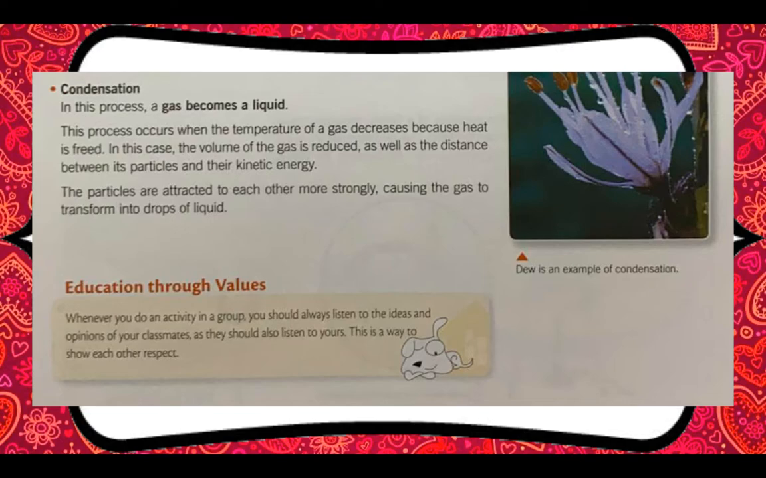Condensation. In this process, a gas becomes a liquid. This process occurs when the temperature of a gas decreases because heat is freed. In this case, the volume of the gas is reduced, as well as the distance between the particles and their kinetic energy. The particles are attracted to each other more strongly, causing the gas to transform into drops of liquid.